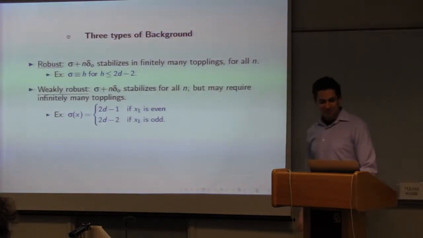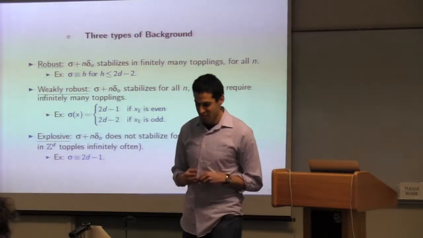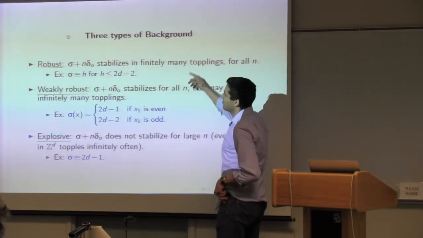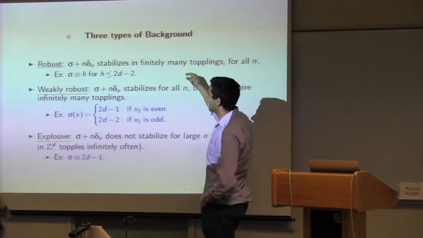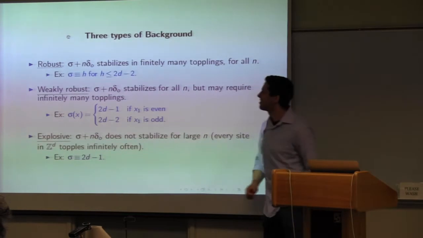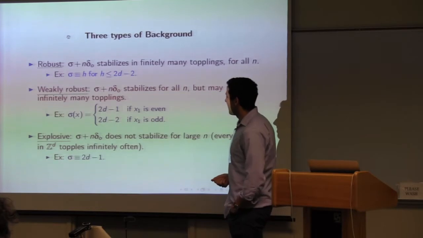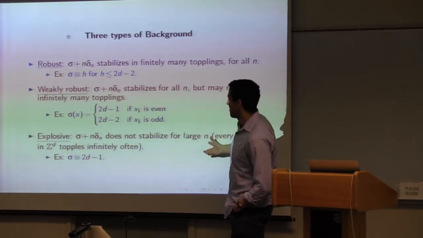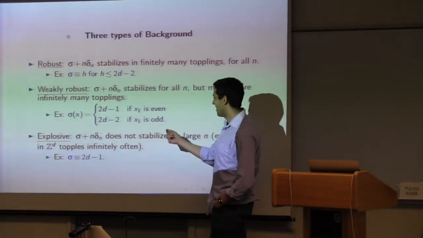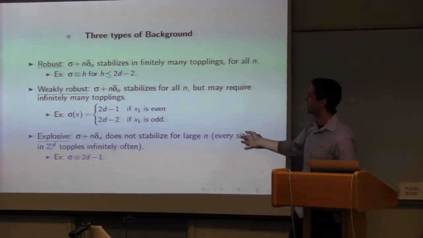Okay, so this suggests we can classify backgrounds based on how stable they are. On the one hand, we have robust backgrounds. That's a background sigma such that no matter how many chips you add at the origin, you can stabilize it with only finitely many topplings. In that case, this set S_n will be finite. At the other extreme, we have this example we just saw where there's some n such that if you add just that many chips, every site will topple infinitely often. We call those explosive backgrounds.